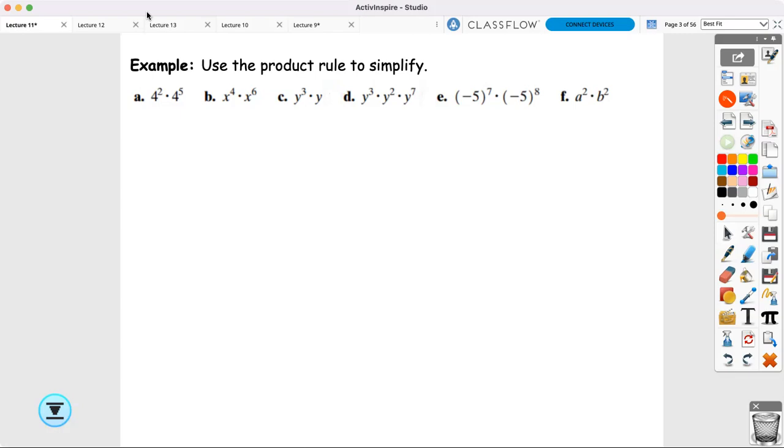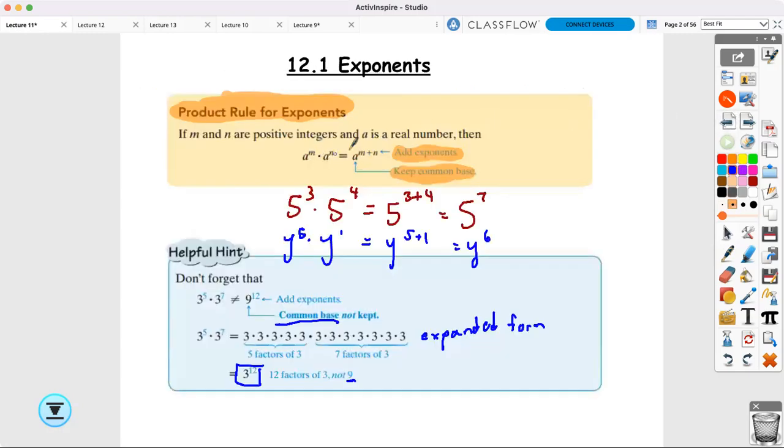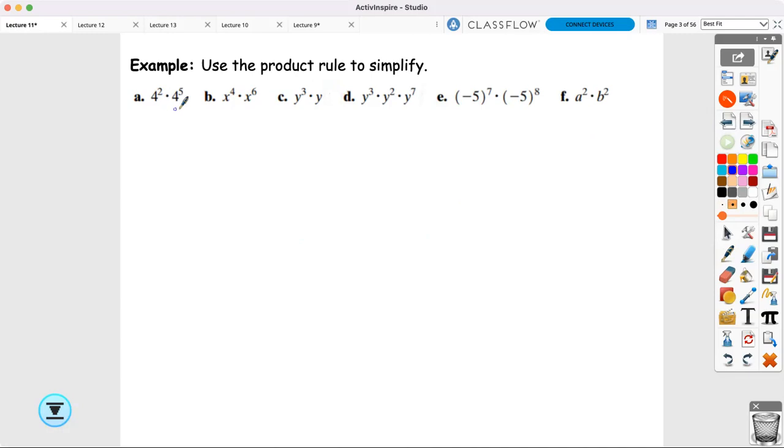All right, let's take a look at example A, guys. We have 4 squared times 4 to the 5th power. It's very important that we use how to read exponents, because that was the first lesson we covered in this class. So what's my base, guys? What am I multiplying? From the example, it was the letter a, a to the whatever power. Here, what's our base? 4. It is 4.